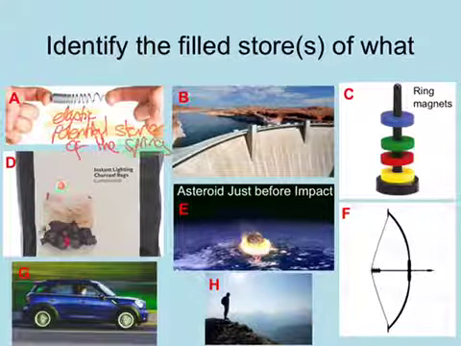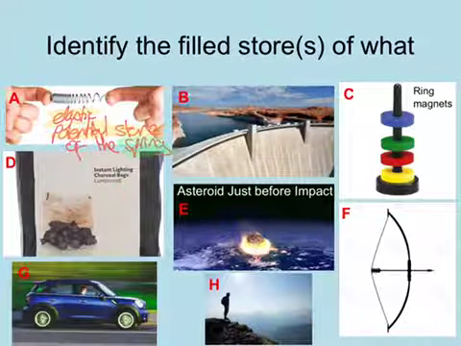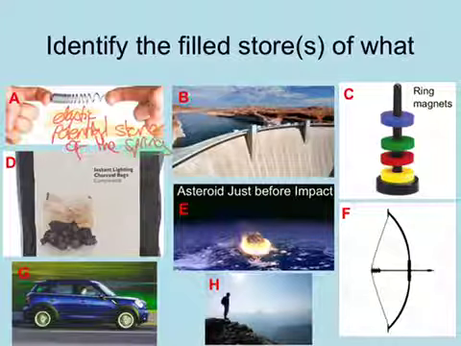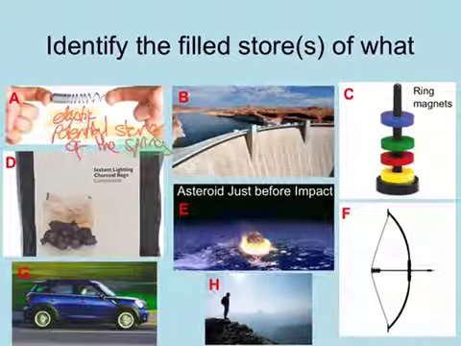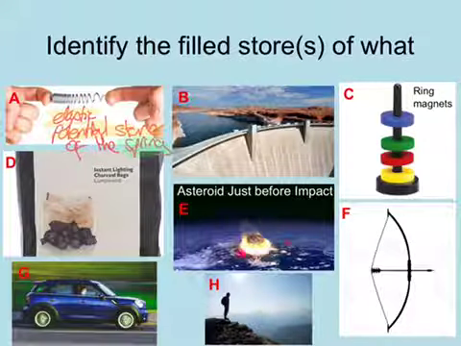The bag of charcoal has lots of energy in the chemical store of the charcoal. The asteroid just before impact won't have much energy left in its gravitational potential store, but there will be lots of energy in the kinetic store of the asteroid and lots of energy in the thermal store of the asteroid.